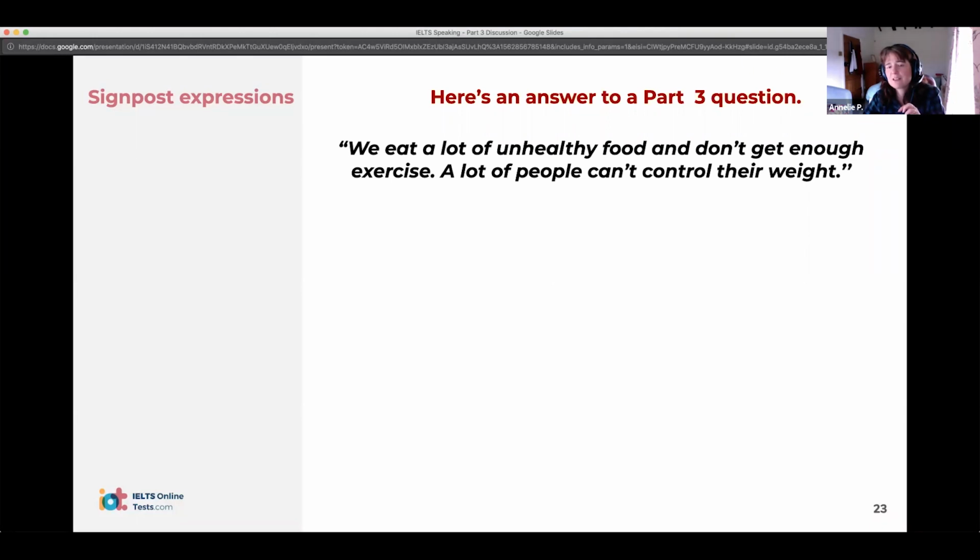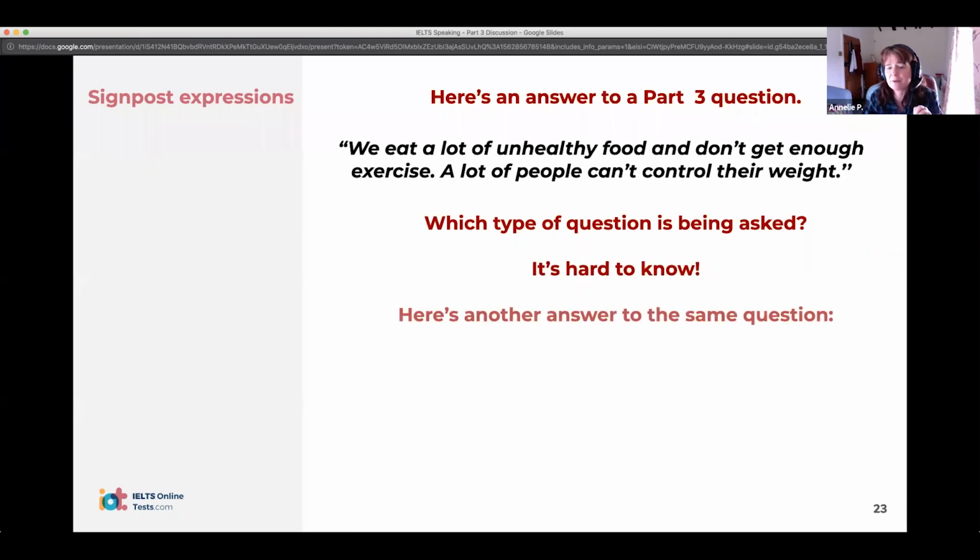What the question might have been? Yeah, it could have been an opinion or an obesity question. It's a bit hard to say, isn't it? Because it's just very, very general. It could be about fast food. It could be about obesity. It could be about different health issues, diet, fitness. So there are no linking expressions there. There's no introduction. There's no way for the examiner to follow what that person is saying.